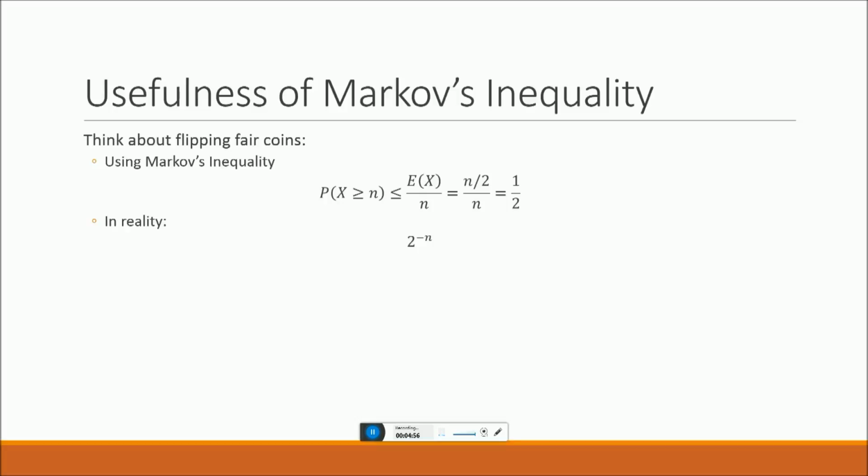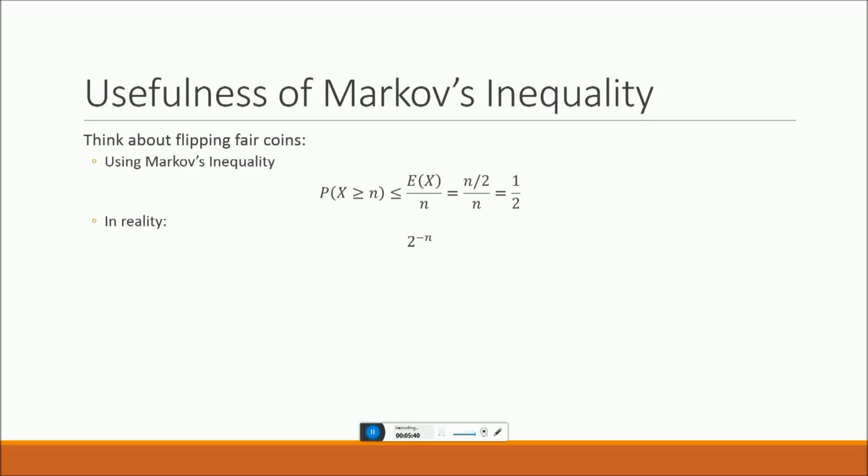So let's talk about flipping coins again. If we construct a Markov inequality for landing on heads n times when we flip fair coins, so a 50-50 chance, our Markov inequality gives us a probabilistic upper bound of roughly 1/2. But in reality, if we're flipping individual fair coins, the upper bound is 2 to the negative n. So in this case, Markov's inequality is extremely wide when the actual problem is much more narrow. So in this case, Markov's inequality isn't that useful.